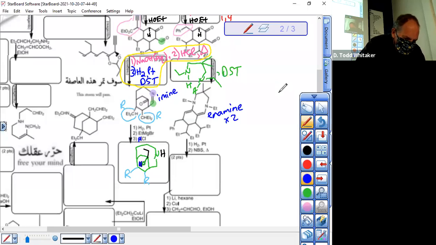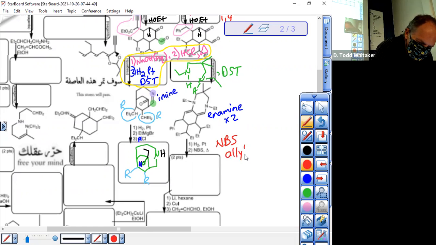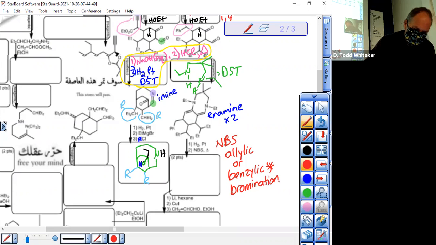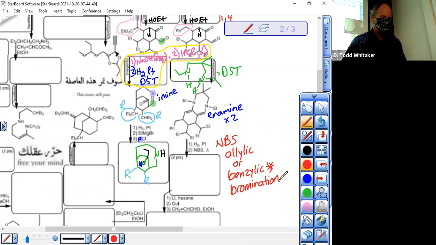And then we have a new buddy here. H2, Pt is going to take these two alkenes down. And then our old friend NBS. When you see NBS, you think one of two things. Allylic or benzylic. Ding, ding, ding. Since we got rid of the double bonds that were alkenes, we're not going to have allylic. But we still have a lone phenyl group, which means the carbon attached to it is a benzylic carbon. Right here. Benzylic. Benzylic. Right there.